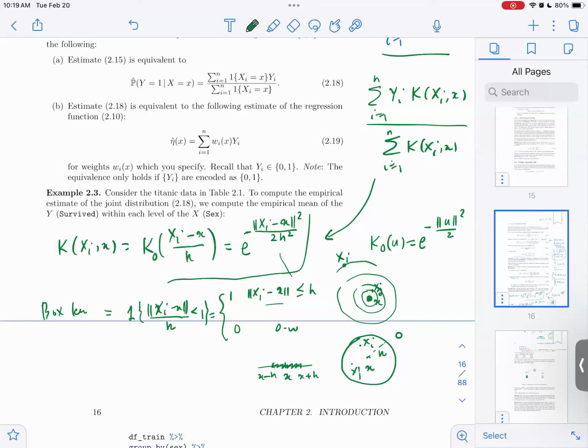Yeah, for the box kernel, is it possible to get the denominator as 0? It is possible, yeah. So what do you need to do in that case?